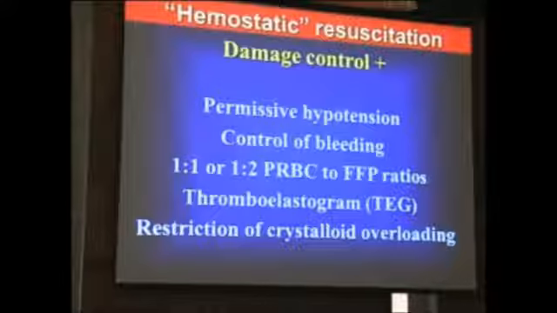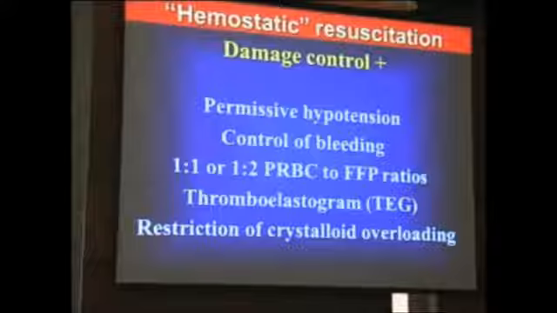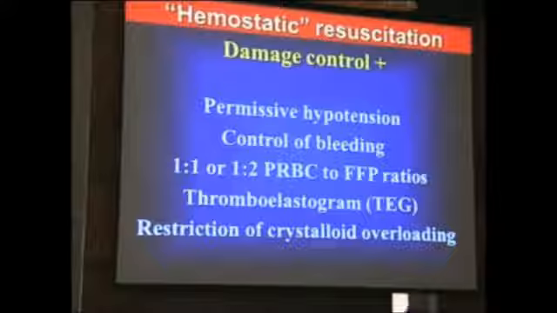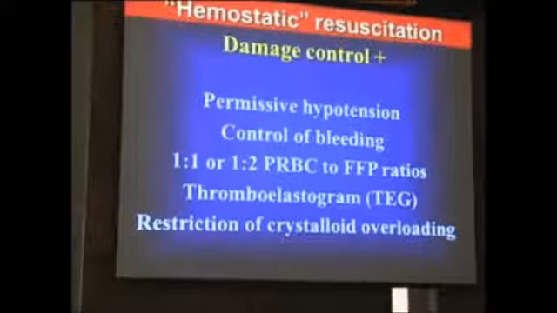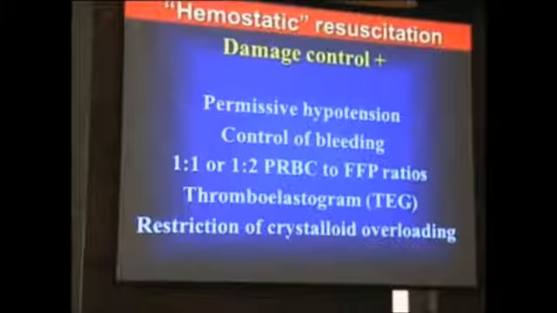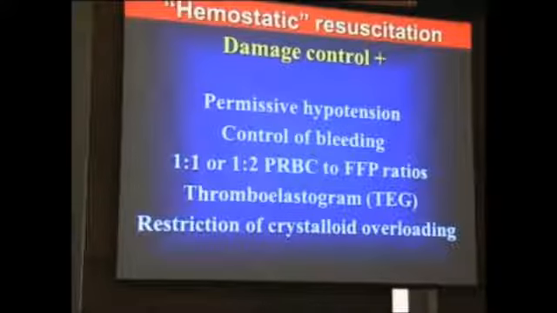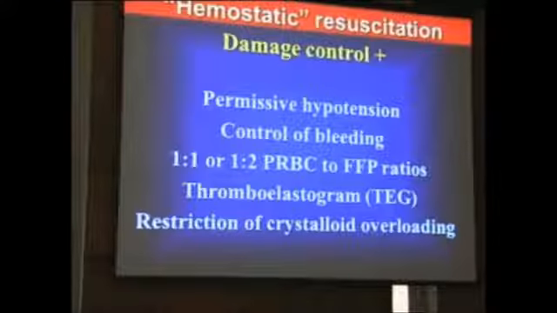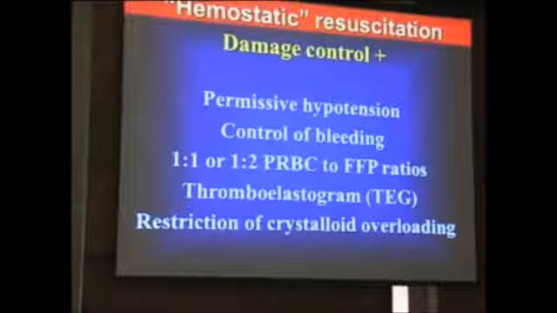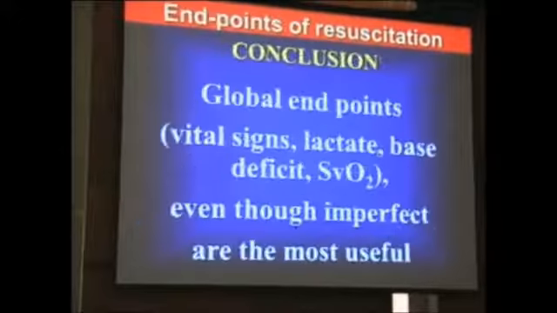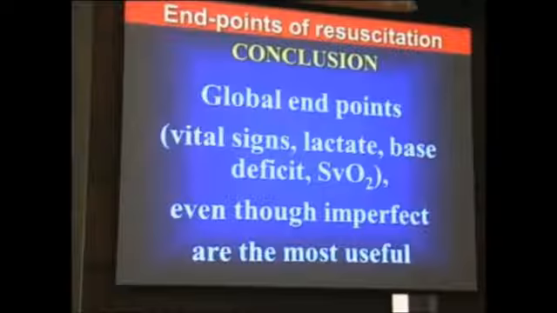And the current data suggest that 1:1 or 1:2 packed red blood cell to FFP ratios are optimal, and this is ideally followed, as we will hear this afternoon, by the TEG methodology. And as I'm sure Dr. Duchesne will tell us this afternoon, and he already told us this morning, you really need to watch out how much crystalloid you're giving these patients. Because I think we all have a tendency to overload our patients with crystalloids, and this so-called fluid creep is unfortunately very bad for the patients.